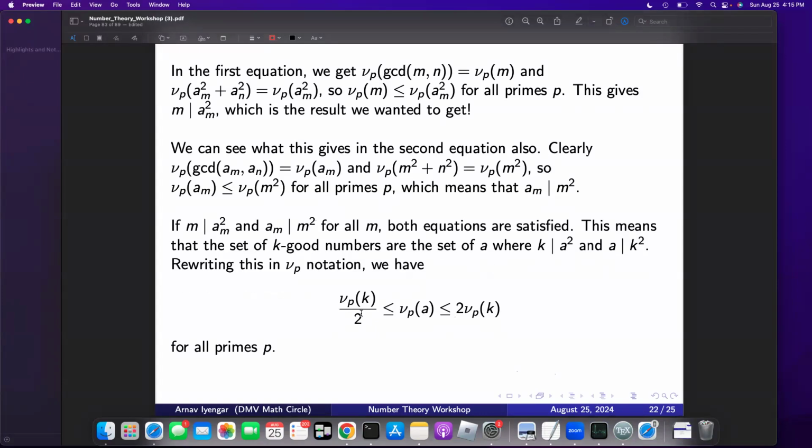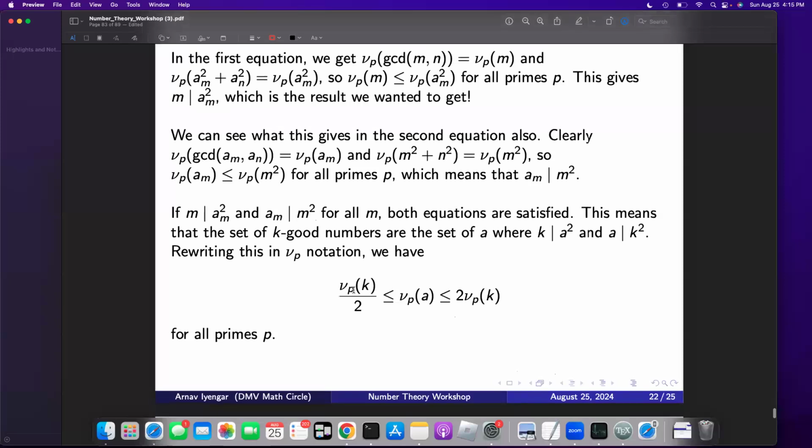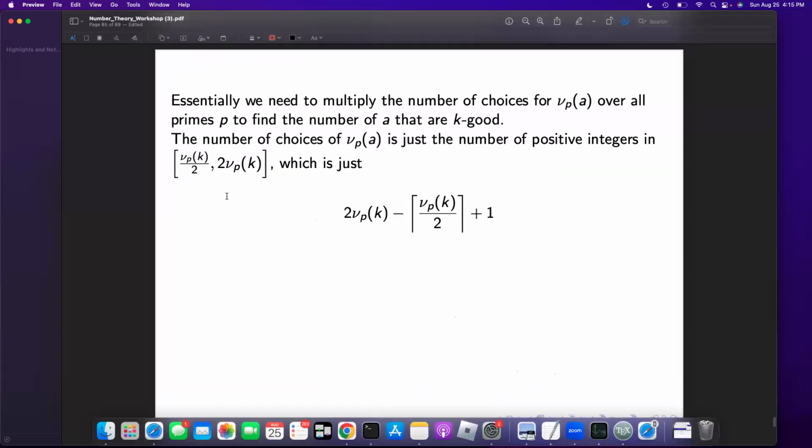So what's going to be the number of choices for A in general? Number of choices for VP of A. Yeah, but essentially just the difference plus 1. But since the left-hand side is not an integer, you'll have to take the ceiling. So the difference is just going to be 2 VP of k minus the ceiling of VP of k over 2, and then plus 1. So what we need to do is, over all primes p, we need to multiply this.